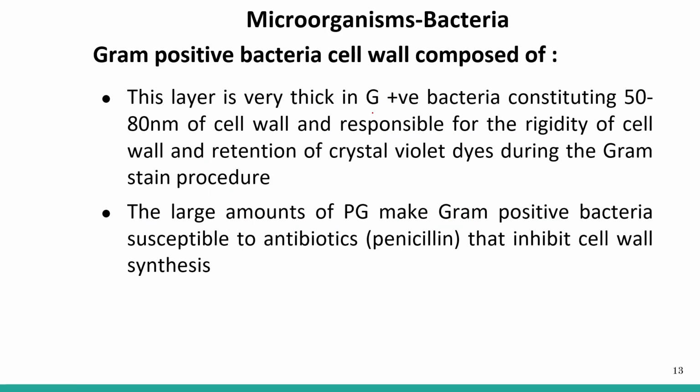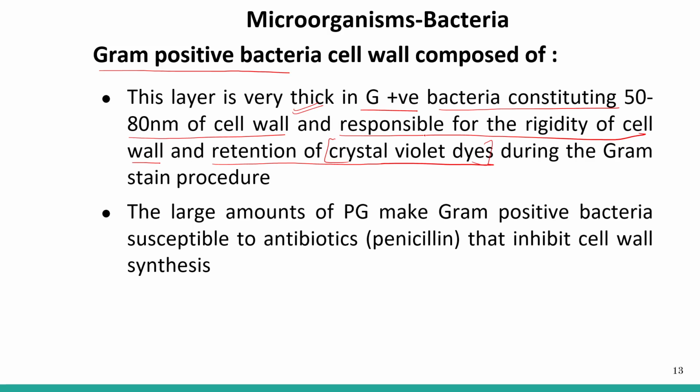What are the components of the cell wall of the bacteria? This layer is thick in gram positive. So we are going to discuss the gram positive bacteria cell wall. This layer is thick in gram positive bacteria, constituting 50 to 80 nm of the cell wall, and is responsible for the rigidity of the cell wall and retention of the crystal violet dye. So this is the dye that is crystal violet in color, used during the gram stain procedure. So now you know the width of the cell wall, that is 50 to 80 nm, a thick cell wall in the case of gram positive.